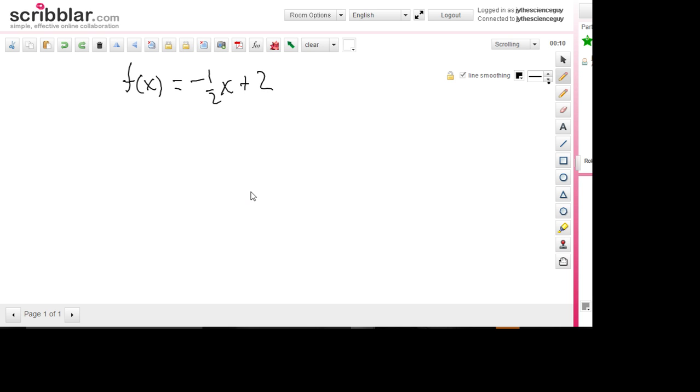Okay. When you're looking for a zero, it's a place where the function crosses the x-axis. So what we're going to do is, oh, you're not on Scribbler.